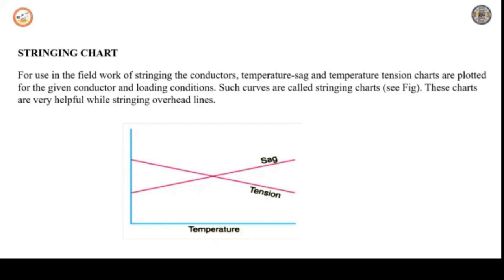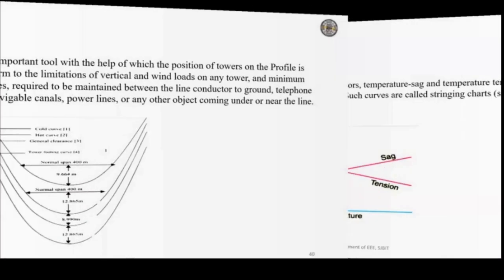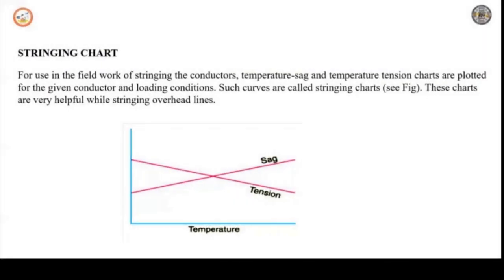In some cases, instead of tension T, the stress F is plotted against temperature as an independent variable. Knowing the area of cross section, the tension T can be obtained. We can find the tension T, knowing the value of F from the stringing chart. So the graph of tension in kg against temperature in degree centigrade and the graph of sag in meters against temperature in C, such graphs are called a stringing chart.